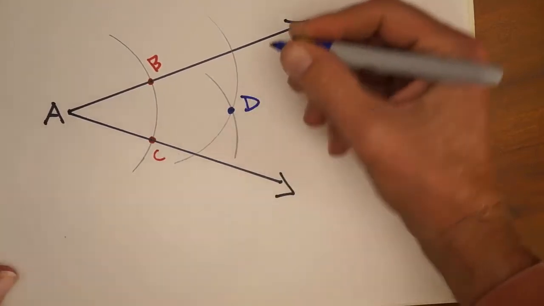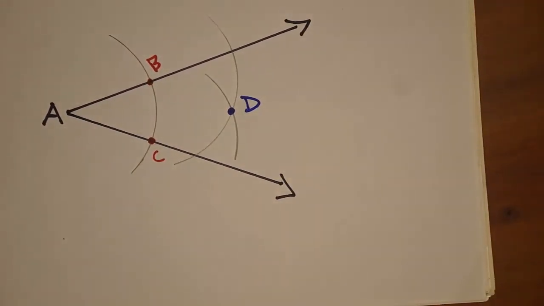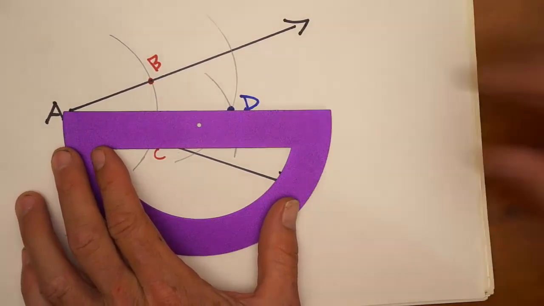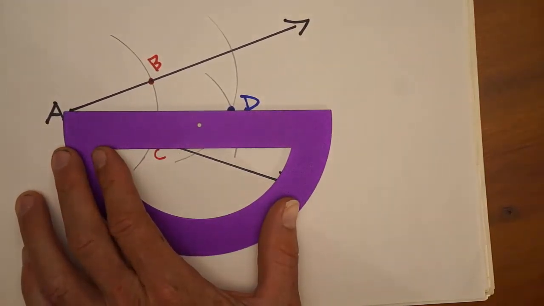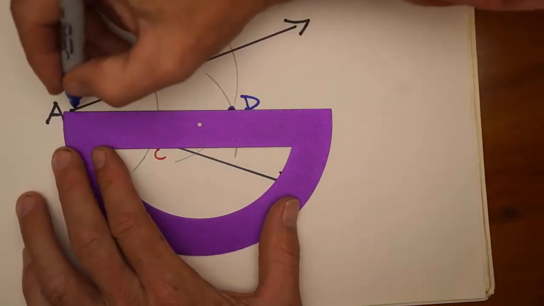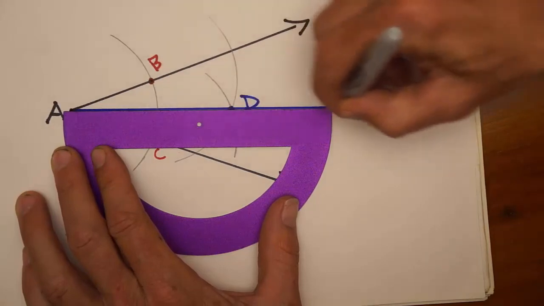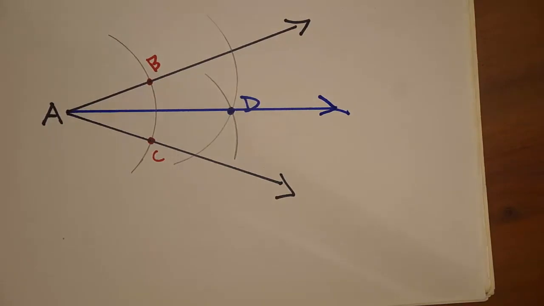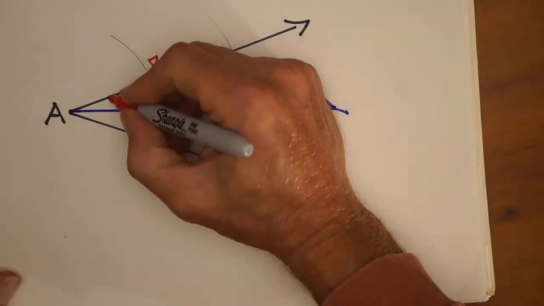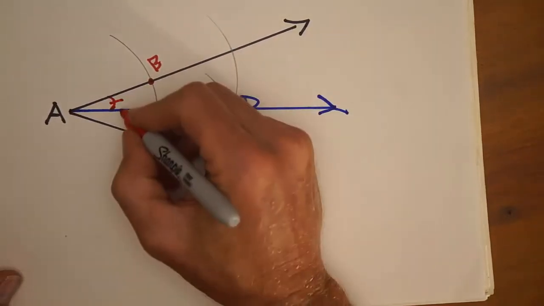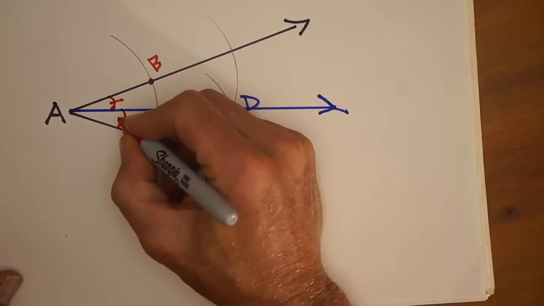We're now going to use our straight edge, and as you can probably guess, we're going to go from point A through point D. We'll create another ray, and that ray will be the angle bisector that bisects angle BAC into two smaller congruent angles. I'll show that with a congruent sign. Angle BAD is congruent to angle CAD.